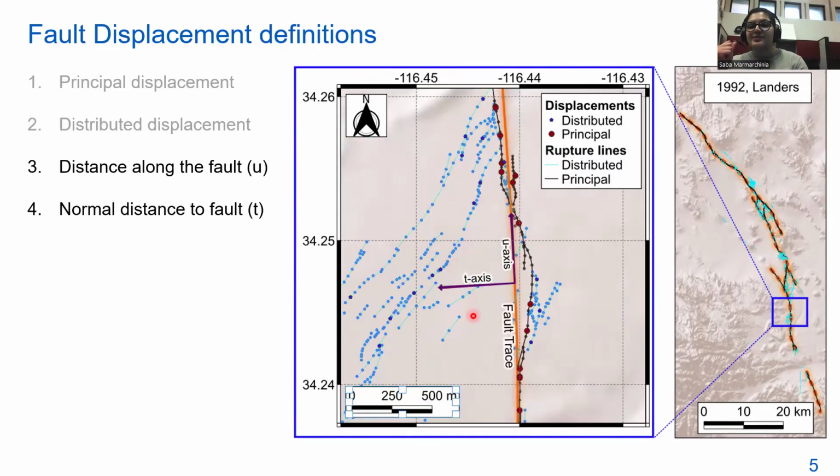The location of displacement can be defined using two coordinates: an along-strike location on the u-axis and a strike-normal location on the t-axis. The along-strike location is the position of displacement along the rupture segment measured from one end, and when normalized by surface rupture length, it becomes the relative along-strike location. A zero value shows one end, and 0.5 would be the middle. The strike-normal location is the perpendicular distance of the principal displacement to the fault trace.